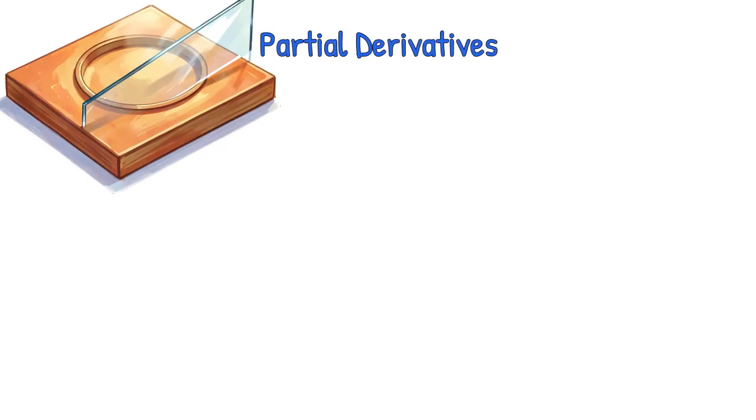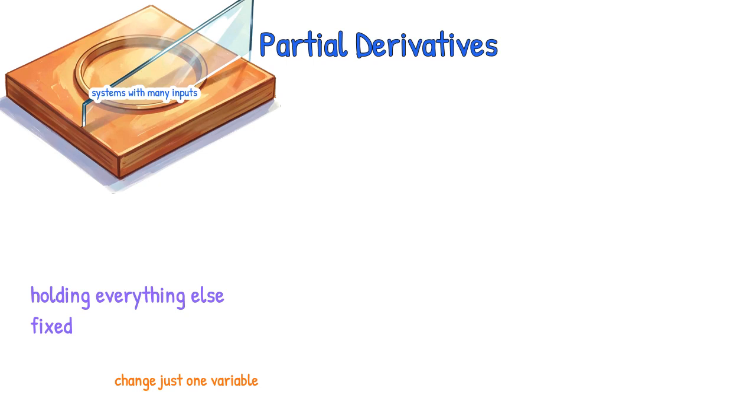First up is partial derivatives. This is one of the simplest ideas in Calc 3, but also one of the most powerful. A partial derivative asks, if I change just one variable, what happens to the output while holding everything else fixed? That sounds basic, but it is how we study systems with many inputs.